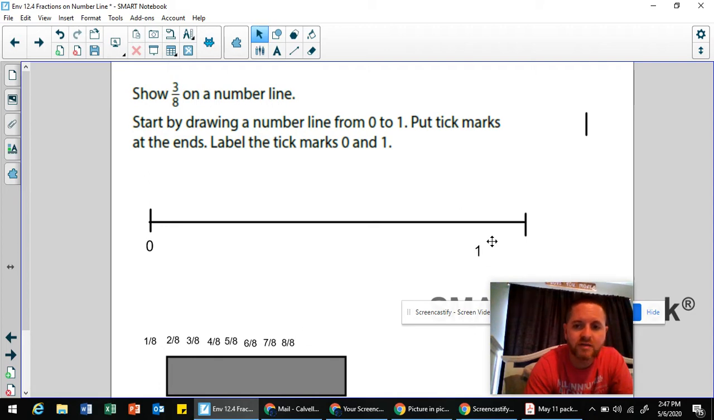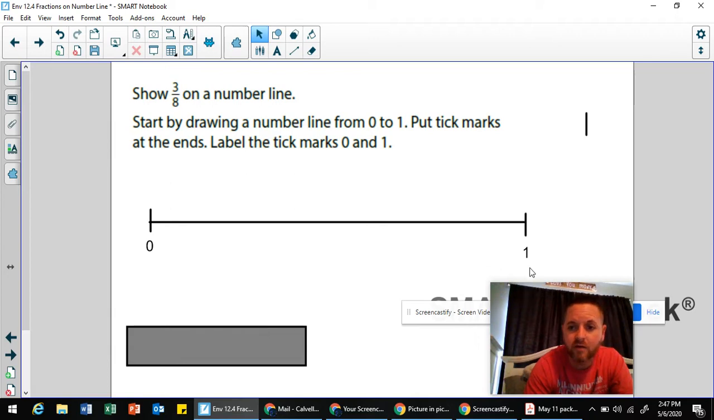At the very end, since we're dealing with fractions less than 1, the end of the number line represents 1 whole. So we are to show 3/8. Now you have to determine how many equal parts to break your number line into, and we know that by looking at our denominator. Denominator starts with D, so we look at the bottom part of the fraction. The bottom number is your denominator, so it's 8. That means we have to break this up into 8 equal parts.